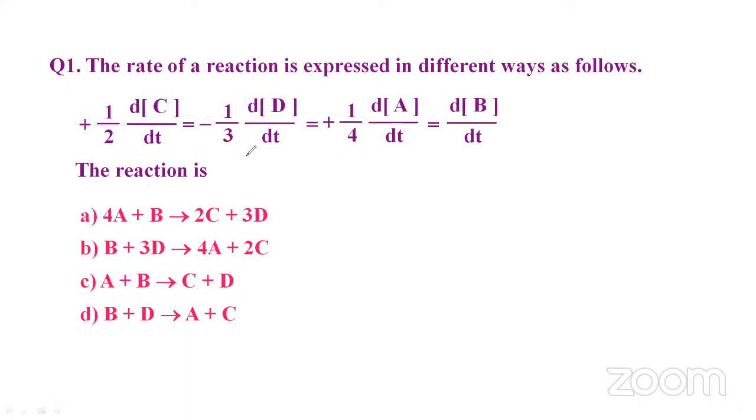So this is the rate of reaction expressed in different ways. The reaction is option B: B plus 3D giving 4A plus 2C. So this is the reaction, and the correct answer is B. The rate of reaction is expressed in this way. The answer is B.